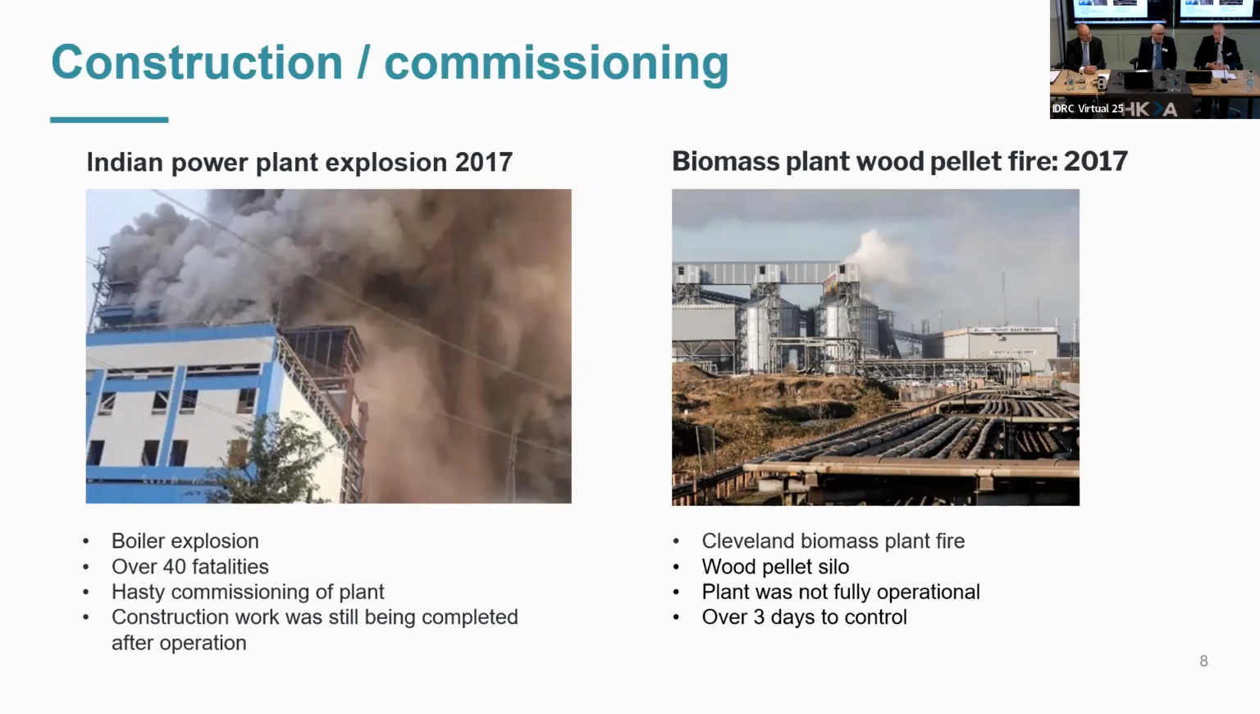The second example is a biomass plant in Teesside. It was a partly constructed plant, and there was a fire in the wood pellet silo. I'm not sure exactly what the reason was for the fire, but wood pellet silos are well known for this. If you don't use them for a while, the biomass gets wet, it smolders, and it starts to ignite.